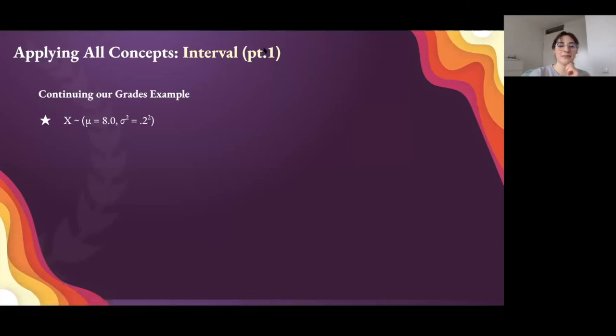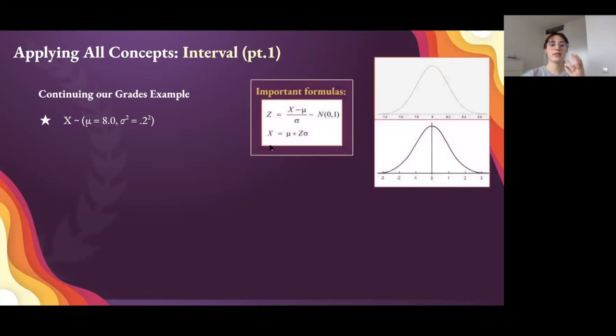The last question I have to wrap up this lesson is going to be one where we're talking about the grades example again.